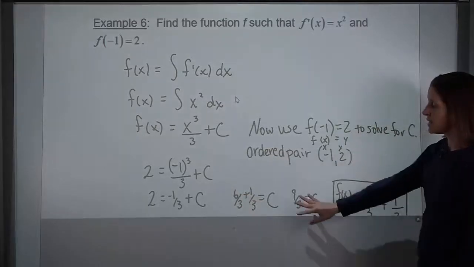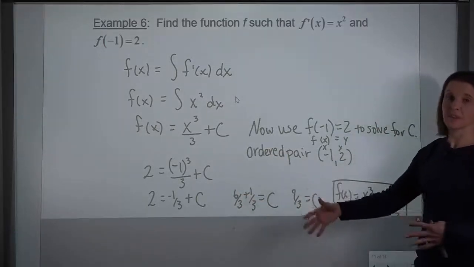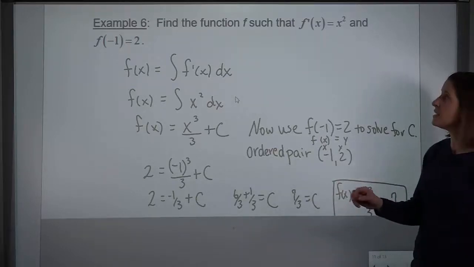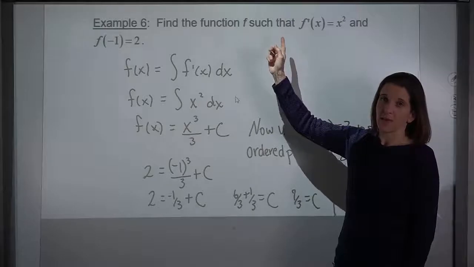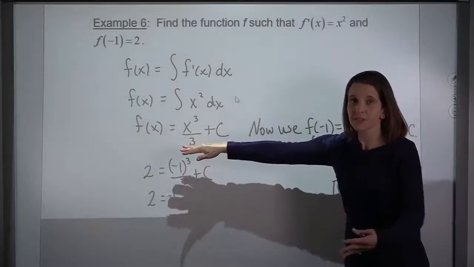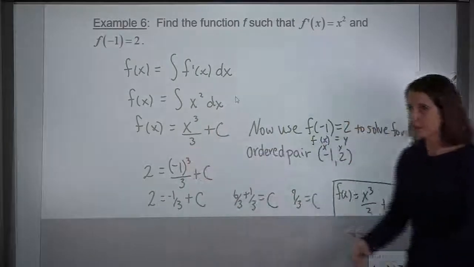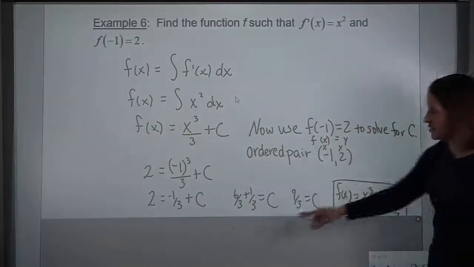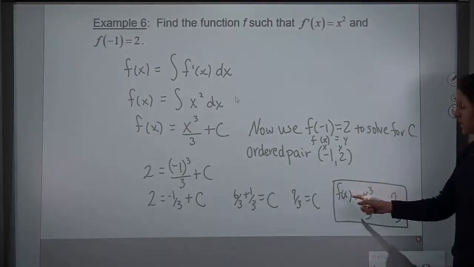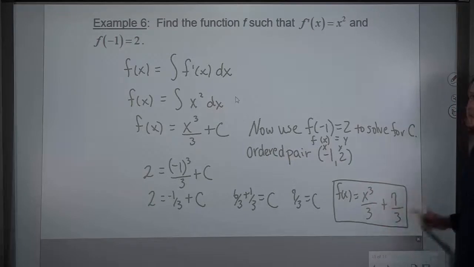Now, what I see is oftentimes students are so excited they found c that they stop. And so the question did not say, please find c. The question said, find the function f. So all I need to do is go back and look at the function I had said was the answer, but now incorporate the c that I found because they had given me extra information. So the answer to this is that the function is the particular f of x equals x cubed over 3 plus 7/3, not just the whole family of functions where this could be any constant.